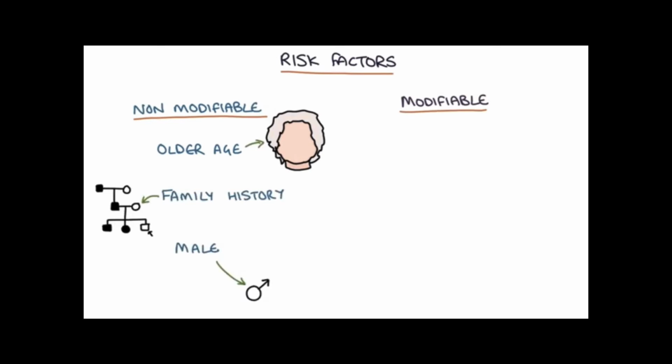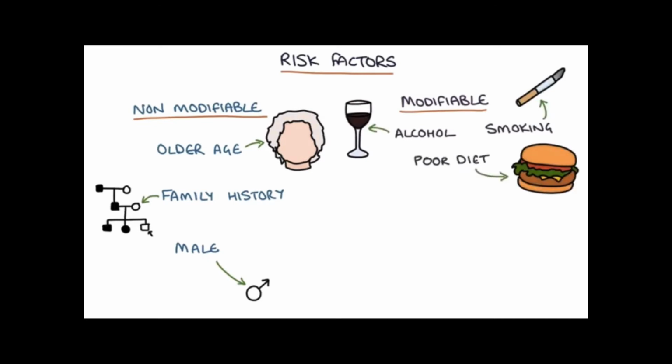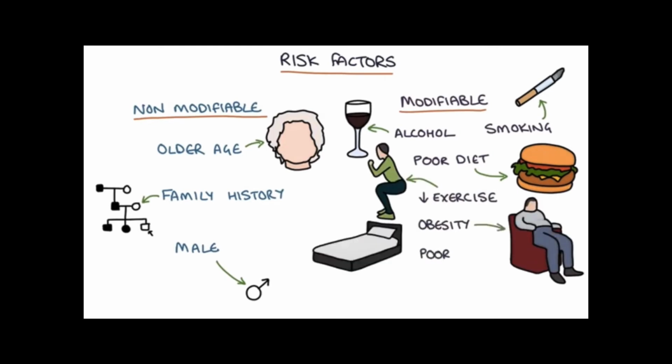And the modifiable risk factors are smoking, alcohol consumption, poor diet, things like eating high sugar or trans fat diets and not eating enough fruits, vegetables and omega-3s, low exercise, obesity, poor sleep and stress.